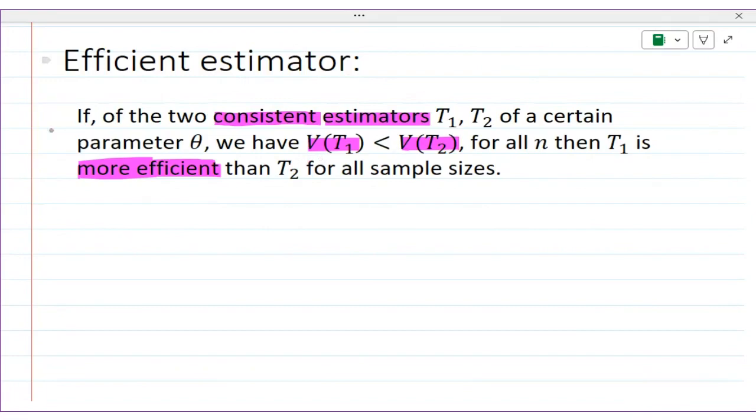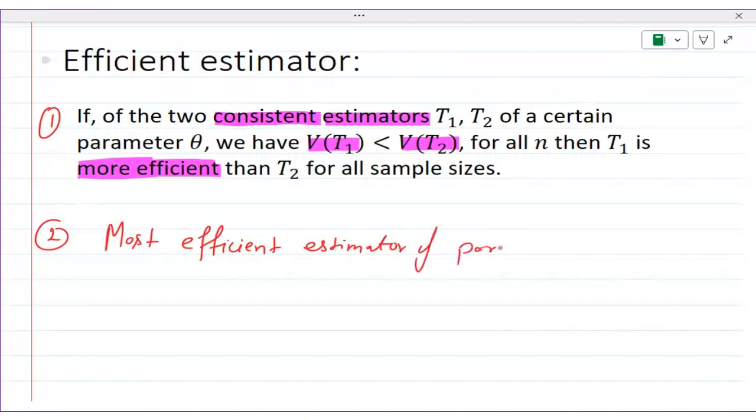Second, what is the meaning of the most efficient estimator of parameter theta? If we have many consistent estimators for this parameter theta, then out of those consistent estimators, the one which has the smallest variance is called the most efficient estimator.